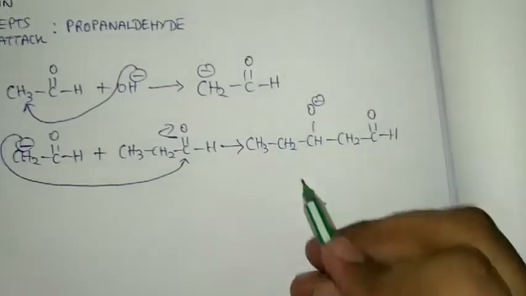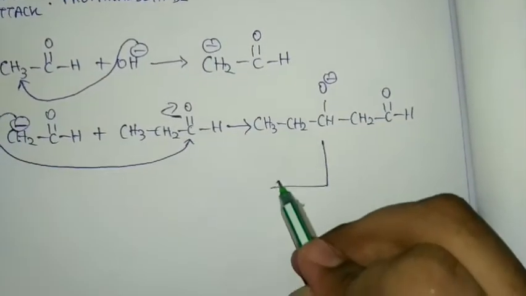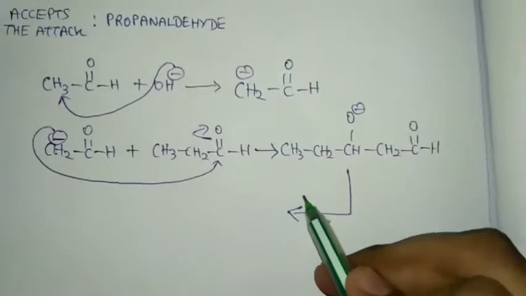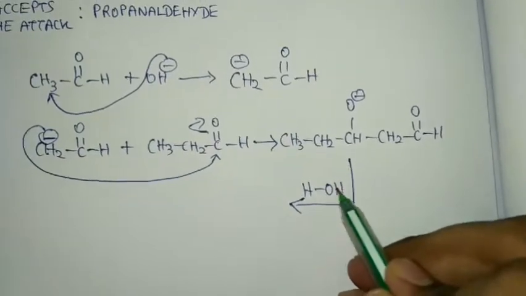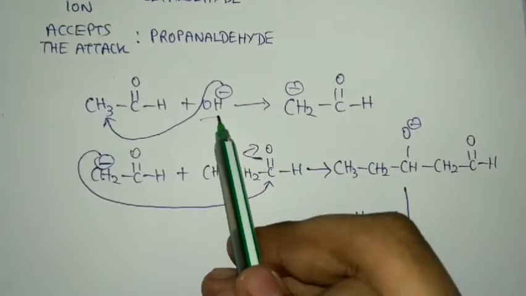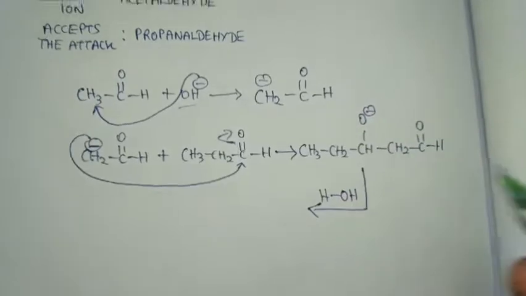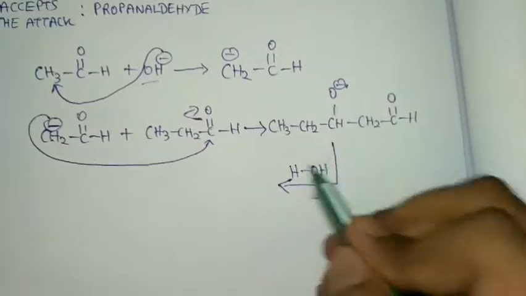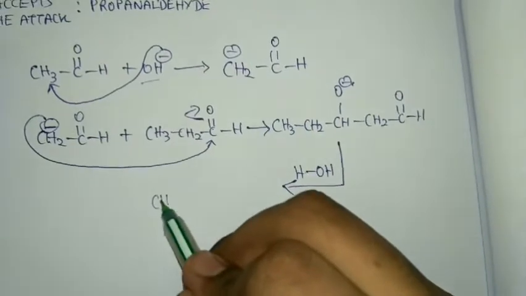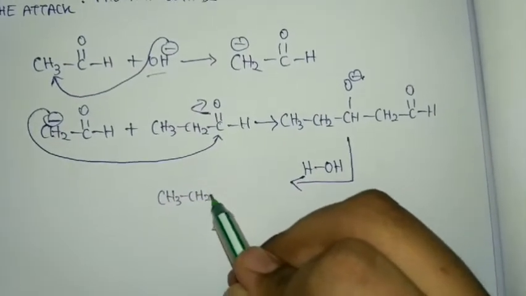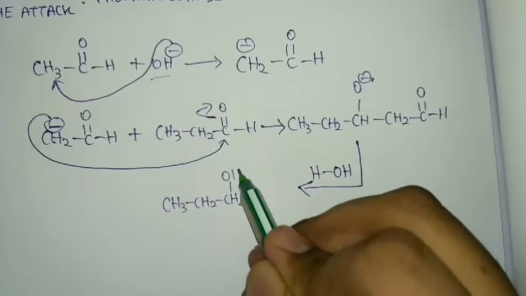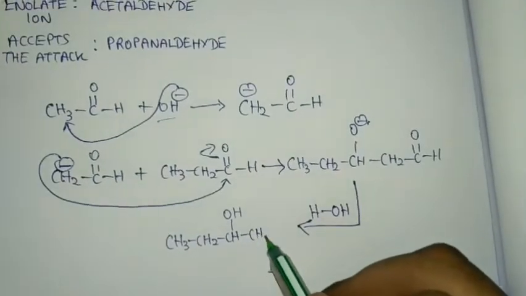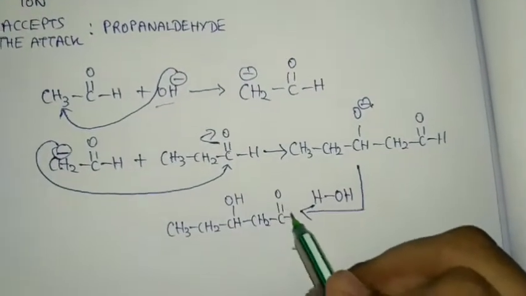product formed here. So the medium is aqueous, right? So H2O will be there. As OH minus is used in the reaction, OH minus should be released after the reaction is over. So this negative charge abstracts this proton, forming CH3 CH2 CHOH CH2 C double bond OH.